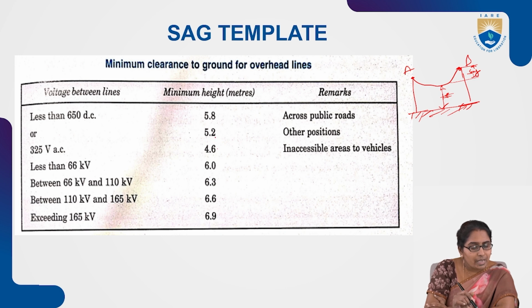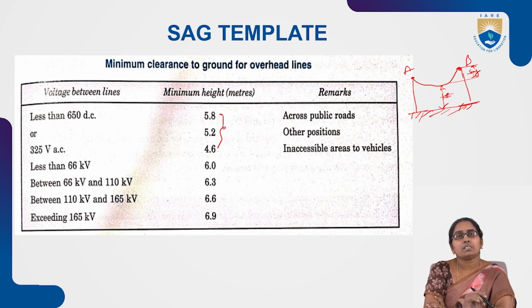Then less than 66 kV. That means the earlier values are for less than 650 V DC or 325 V AC. Next, less than 66 kV, the minimum clearance is 6 meters. Then between 66 and 110, it is 6.3. Between 110 and 165 kV, it is 6.6. Exceeding 165 kV, it is 6.9.